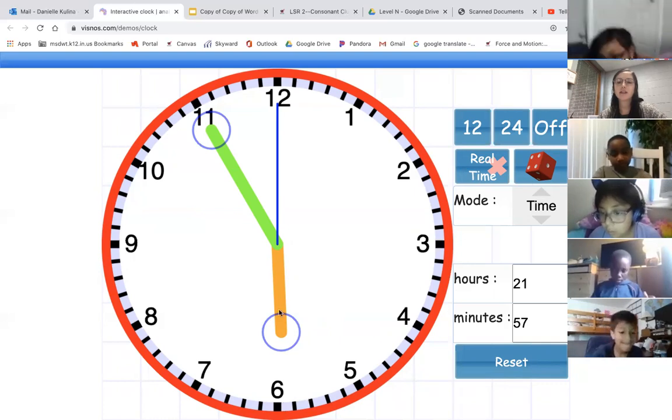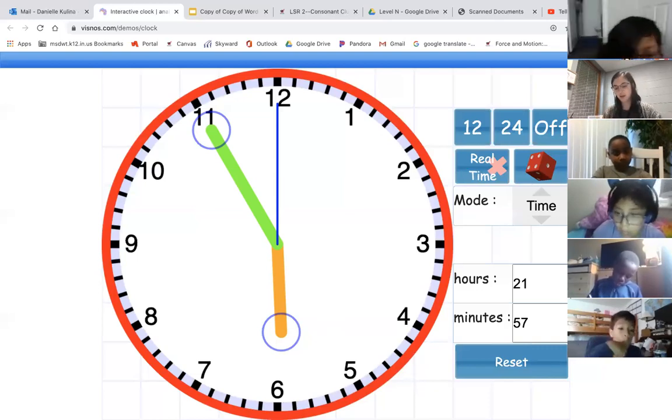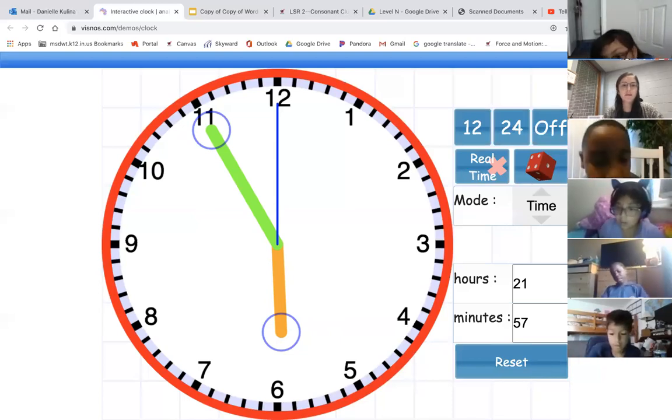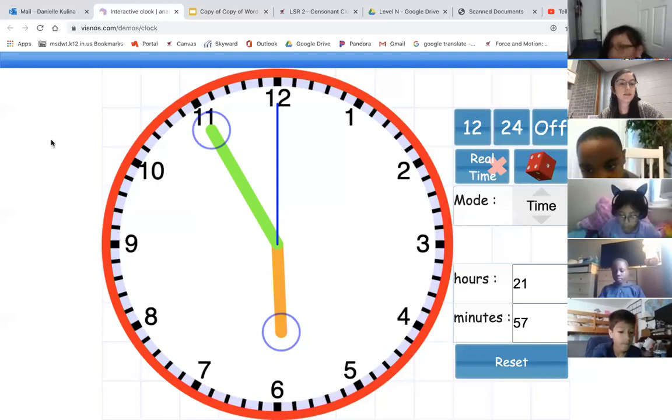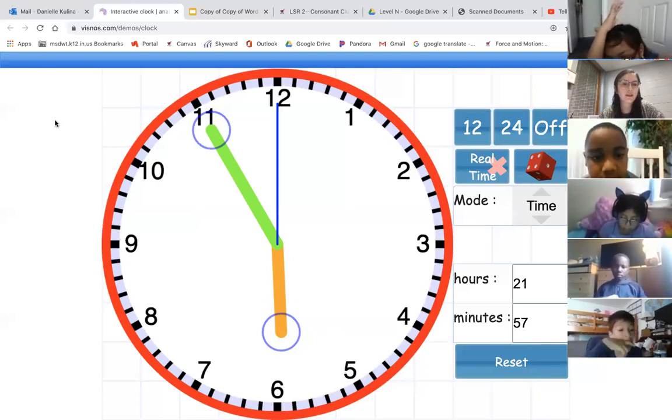Tony, try again. The orange one is the hour hand. The green is the minute hand. There you go, Tony. Santana, I'm not sure what time that means. Could you try and send, oh, Santana, I see your first time. There you go.